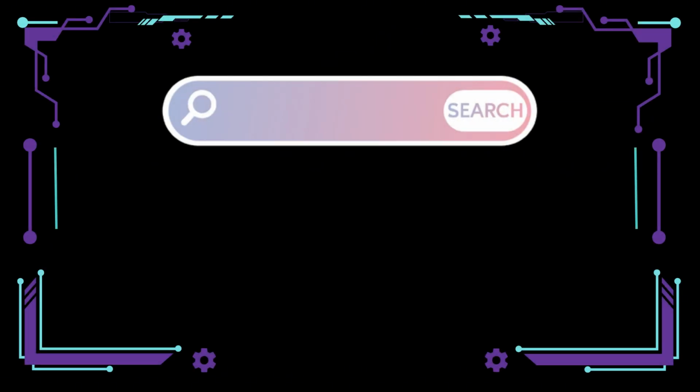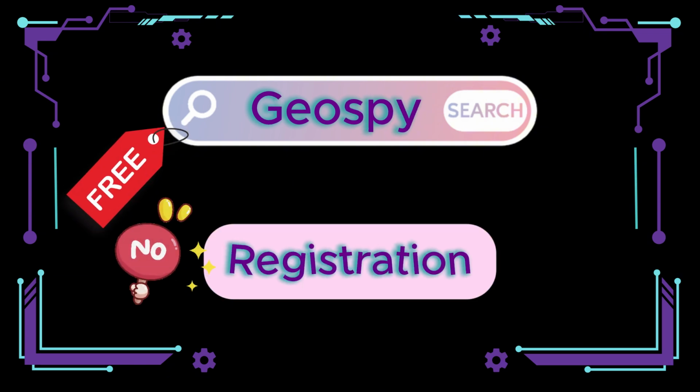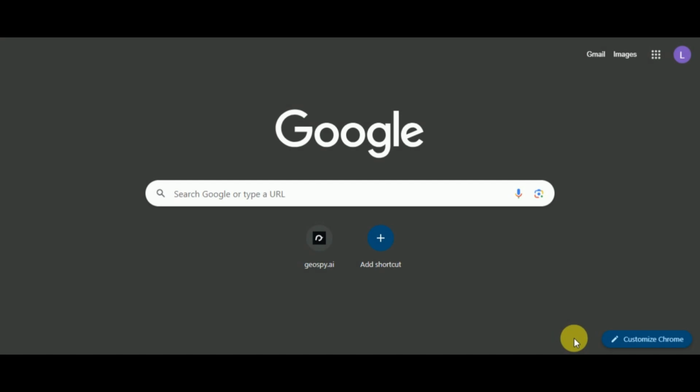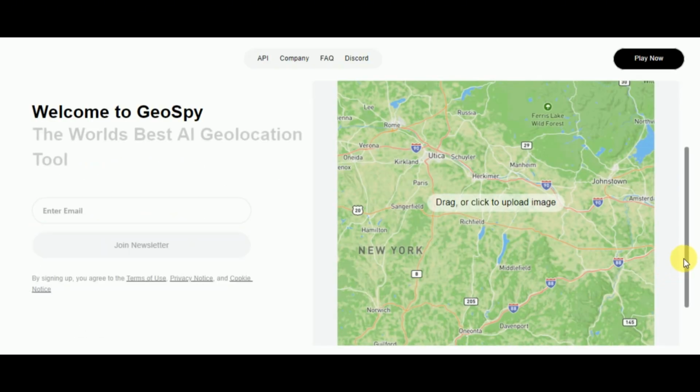Alright, let's get started. The website we're using today is GeoSpy. It's an awesome free tool for finding the location of any photo, and no registration needed. So first things first, head over to geospy.ai. Once you're here, simply drag and drop your photo or upload it from your computer. I'm going to use a random photo to demonstrate.